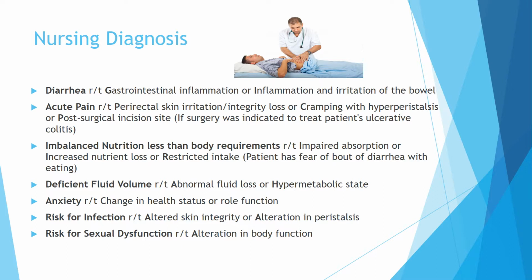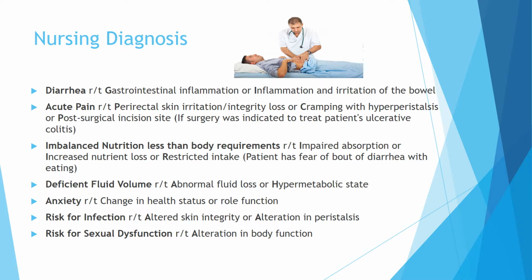The other is acute pain, and that has 3 different options for related to. One is going to just be the skin irritation that's associated with diarrhea, but then you're also going to have the cramping with the hyperperistalsis. But lastly, your patient may very well have had a surgery related to their ulcerative colitis, and then you would have acute pain related to post-surgical incision site.